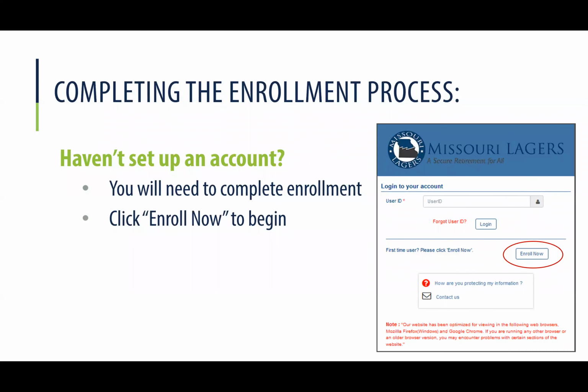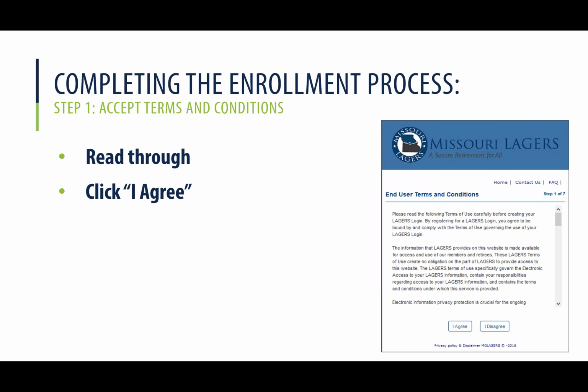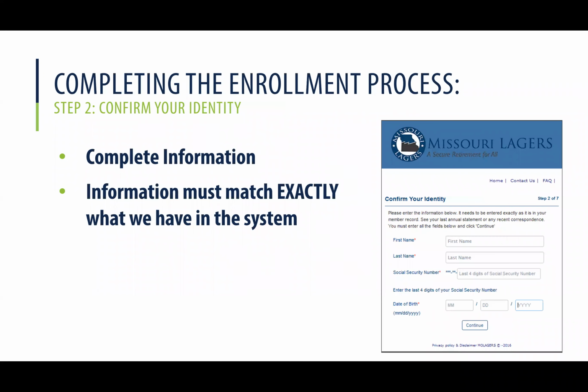If you don't already have an account, you will click the Enroll Now button, which is circled in red in the photo to the right. That will take you through the enrollment process. It's a pretty simple 7-step process, and we're going to step through those 7 steps in this webinar today. So you click Enroll Now. The first step is to accept some terms and conditions for using this site. I have no doubt that you'll read through it word for word. When you're done with that, you click I agree, and that will take you on to step 2.